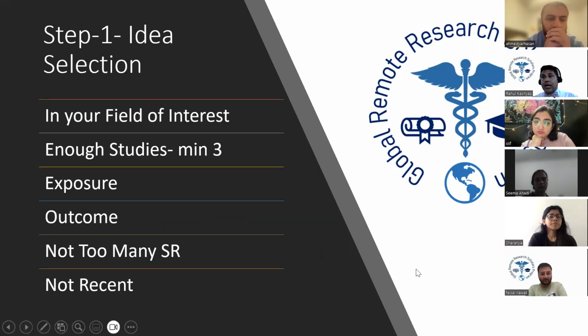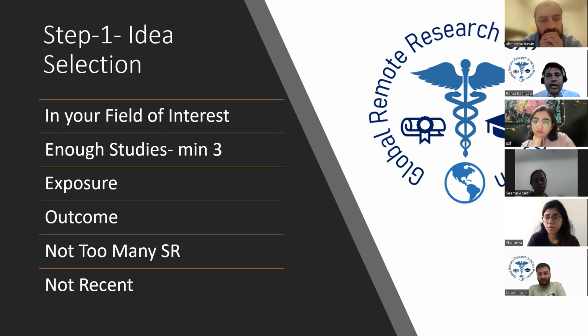Step number one is your idea selection, which many of the GRSP scholars have already gone through. My comment on this particular step is that you have to be very, very careful what idea you're picking up. Of course, if you're spending a lot of time doing the systematic review, you want to pick and choose the idea from the field you are in or you aspire to be in. That's the first and foremost point.